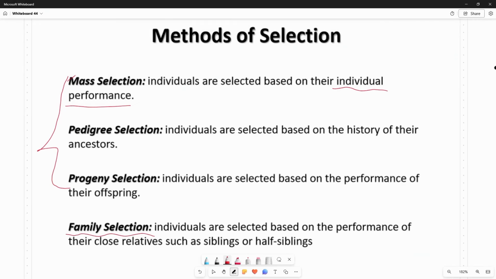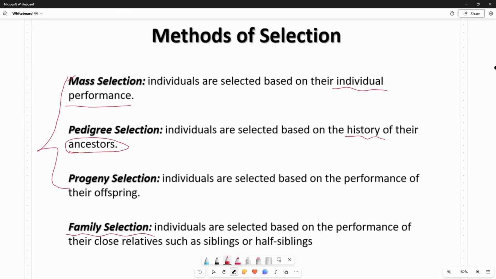Pedigree selection. Here organisms are selected based on history. Very, very important: the performance history of their ancestors. So we know that your ancestors were performing, then the organism gets selected, not because we say this organism is best, but because we know that your ancestors, your forebears, were very good in terms of this particular performance. Then you get selected to produce the next generation because we hope that you have inherited that particular characteristic. So that is pedigree selection.